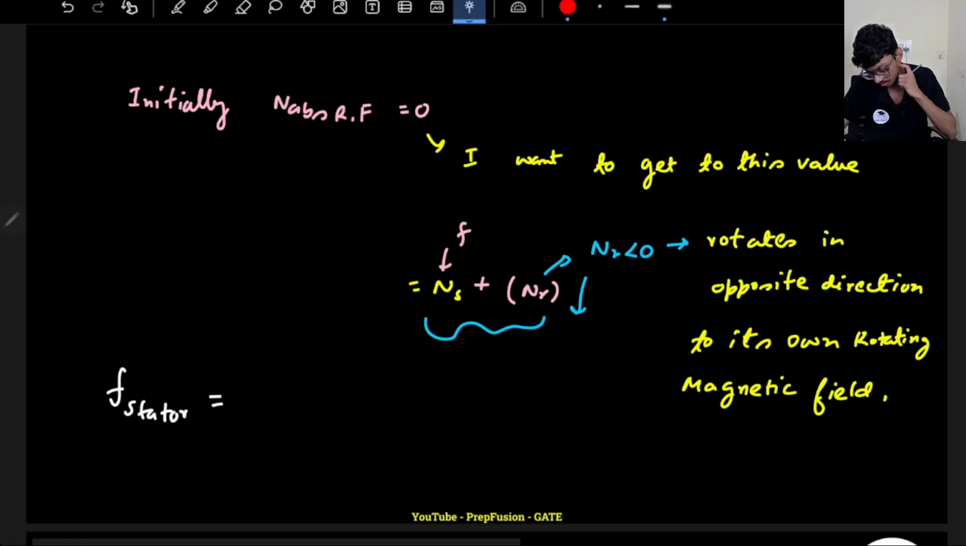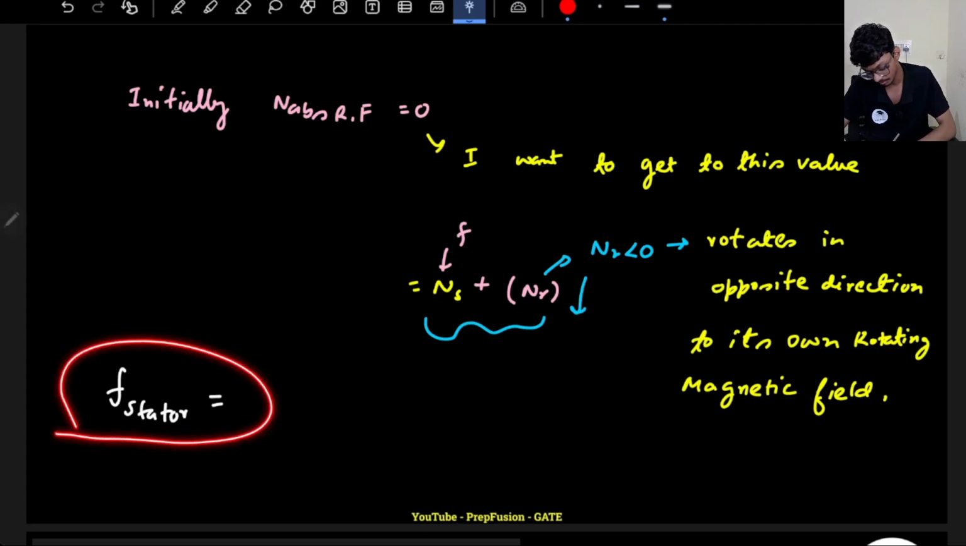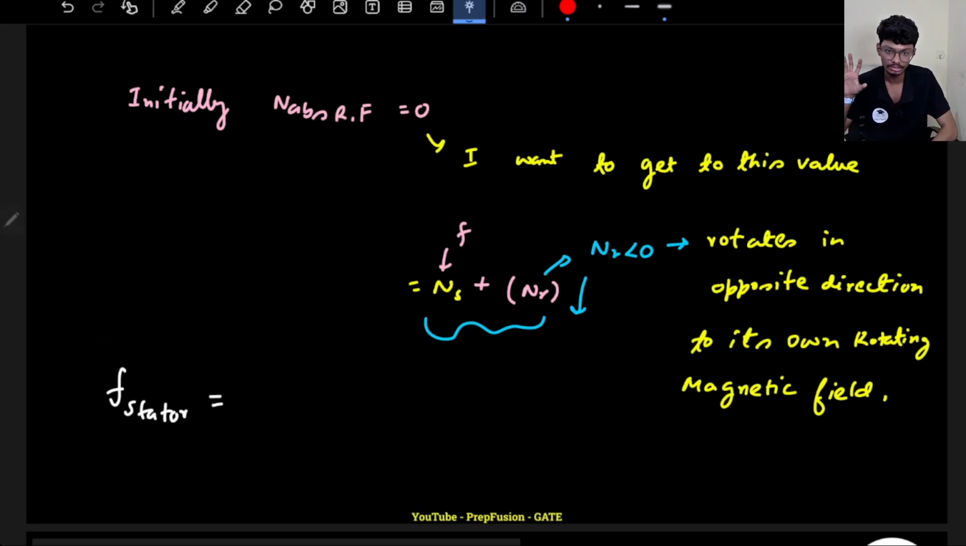Now what is the speed of the rotating magnetic field for the stator? That basically depends on how fast it cuts, right? So here the frequency of the stator will basically be the relative speed between the rotor magnetic field and the stator winding, right? Because the stator winding is stationary. What is the speed of the rotor magnetic field? That is what we want to know.